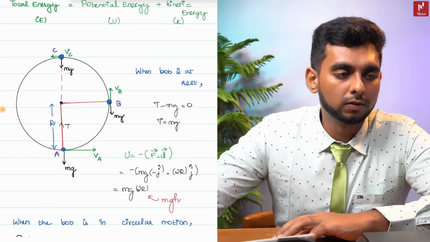Okay, if the velocity was less than that, then obviously it will just go to one part of the circle and then it will just fall down from that point. It will only make some arc and then fall down, and it will end up having an oscillation. Okay, so that shouldn't be the case. It should do the complete vertical loop.